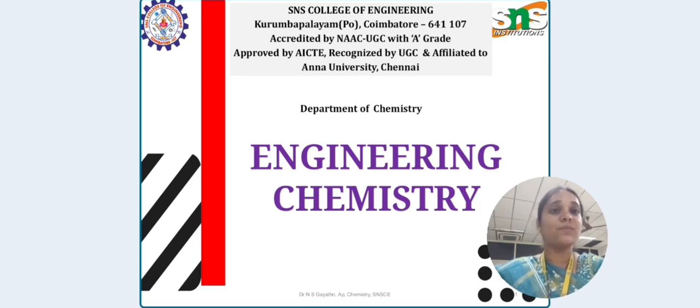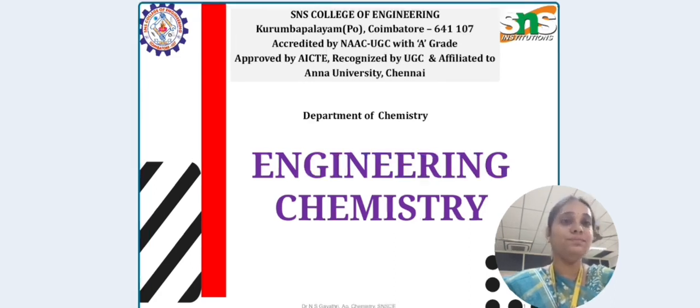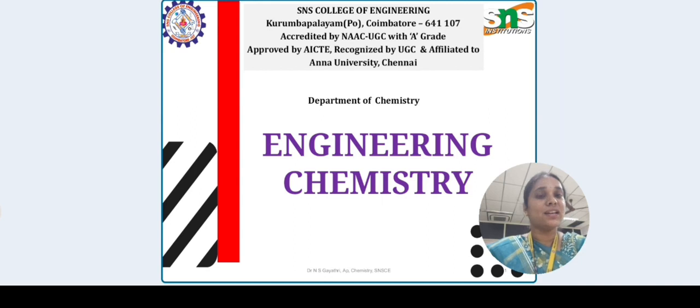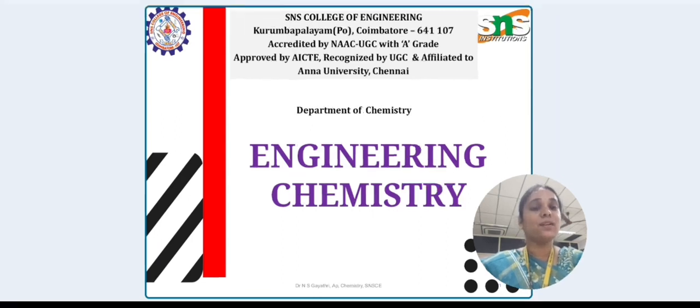Electrochemistry is a branch of chemistry in which a chemical reaction is converted into electrical energy, or electrical energy into chemical energy. The conductance, basic conductance and types of conductance we have seen in the previous videos. Here we are going to see about the galvanic cell. Let's move on to the topic.